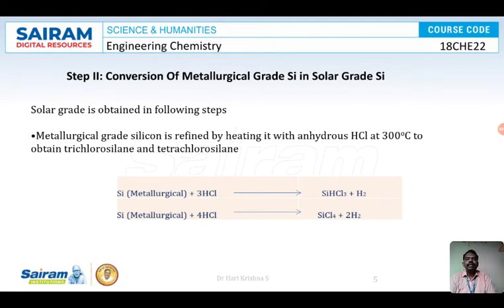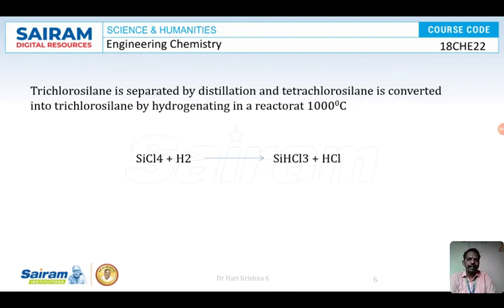When heated with dry HCl at 300 degrees Celsius, we get trichlorosilane, that is SiHCl3, along with SiCl4, that is tetrachlorosilane, along with hydrogen. Hydrogen will escape into the atmosphere. So whatever tetrachlorosilane is obtained here, we are going to hydrogenate.